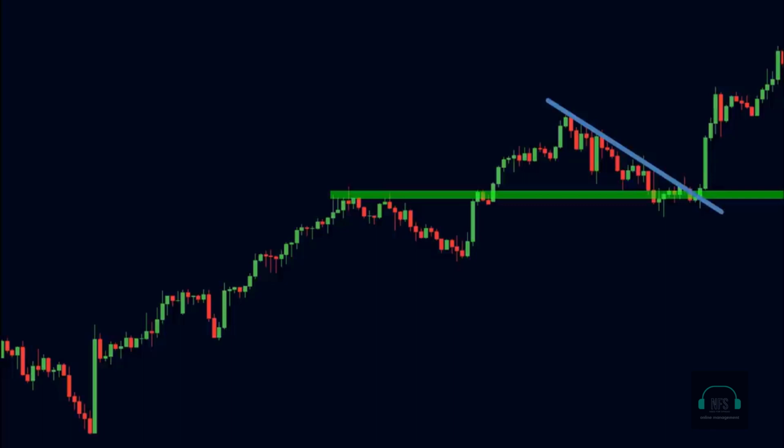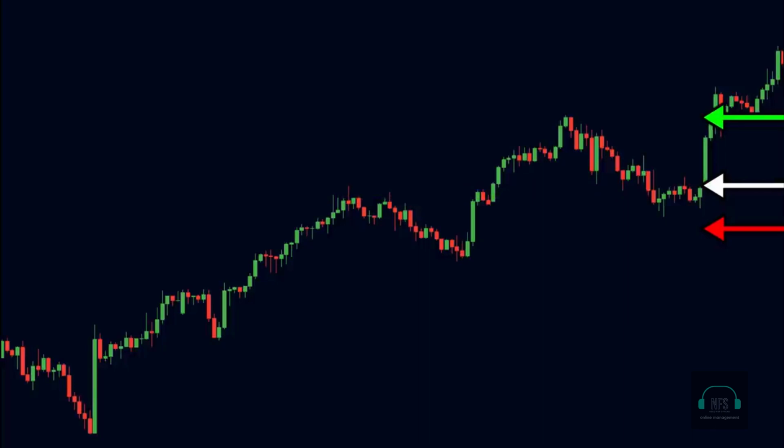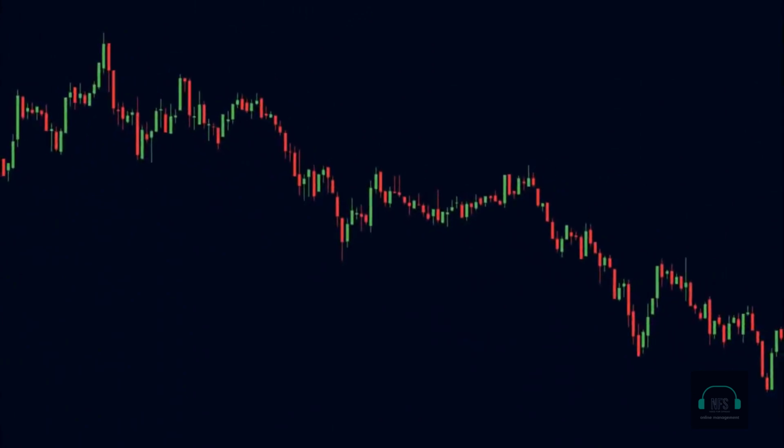We wait for the trend line to break. On this candle, the price breaks above the trend line, and we enter on this candle. We will keep our stop loss below the recent swing low, and we will place our targets at the recent highs. This trade achieved our targets. Let's now look at one last example.